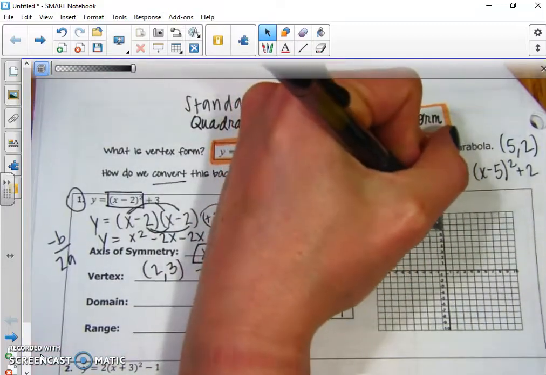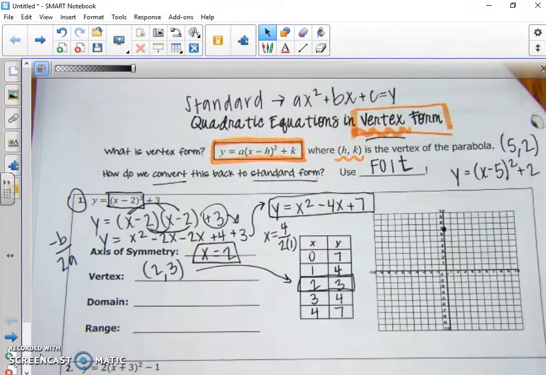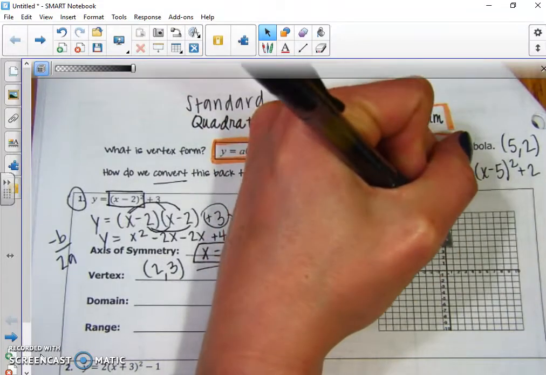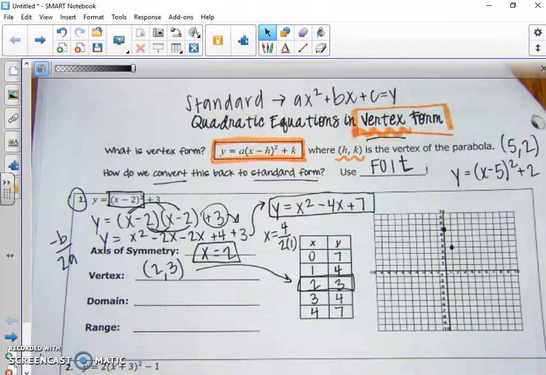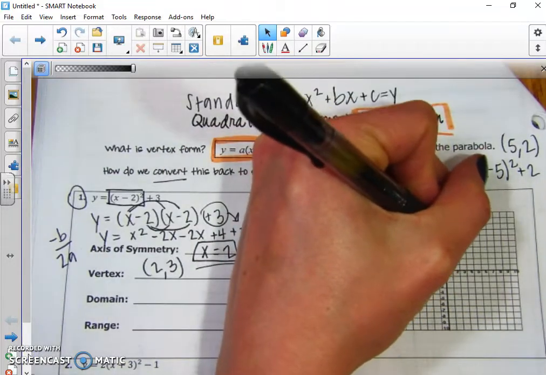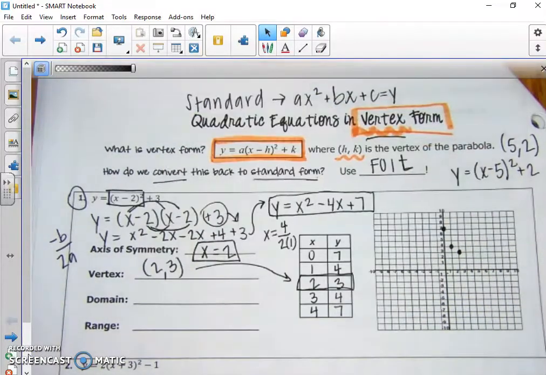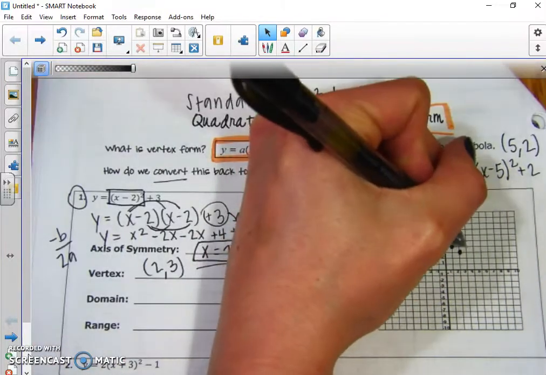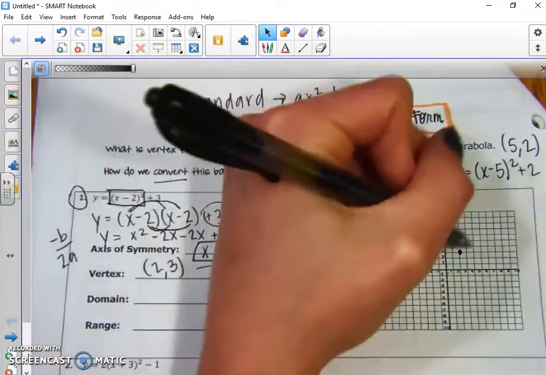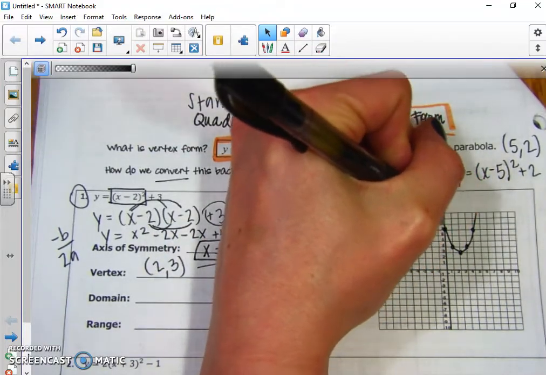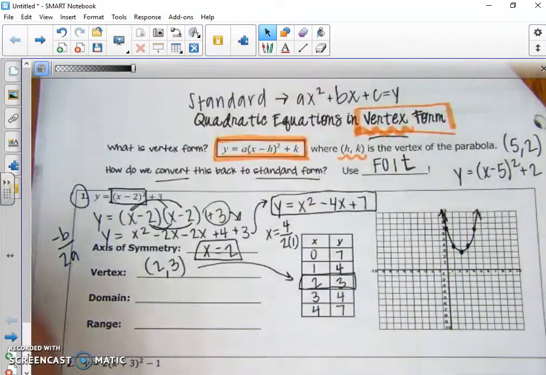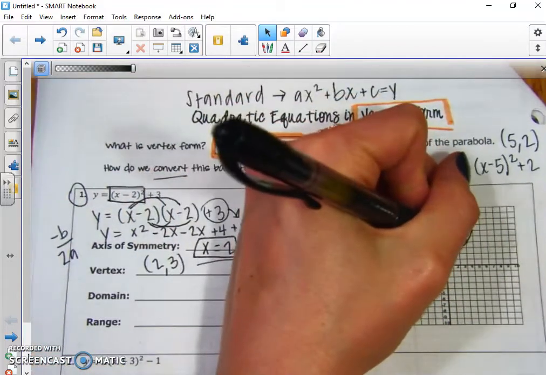Let's go ahead and graph this. I've got (0, 7), (1, 4), then (2, 3), (3, 4), and (4, 7). So we've got a parabola opening upward with a vertex right here.